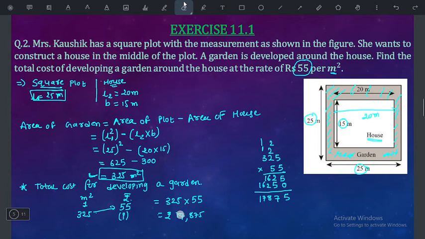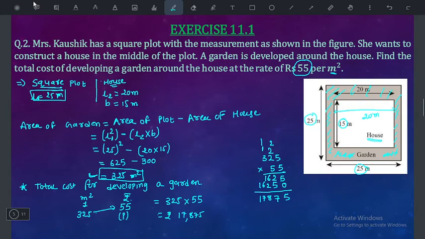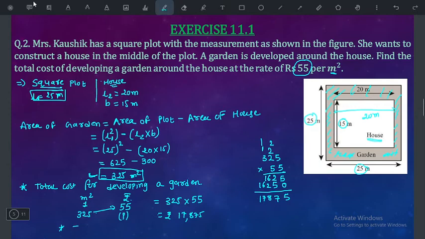Now, in the last, we write down the answer: the total cost for developing a garden in 325 meter square of area is rupees 17,875.